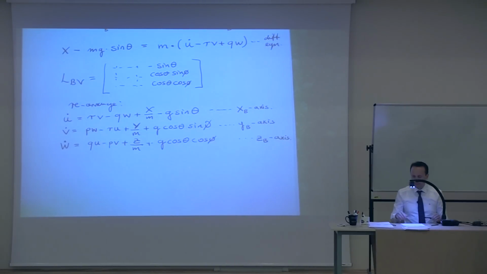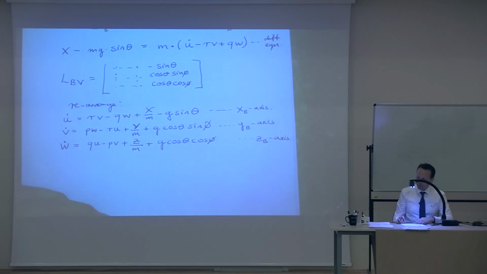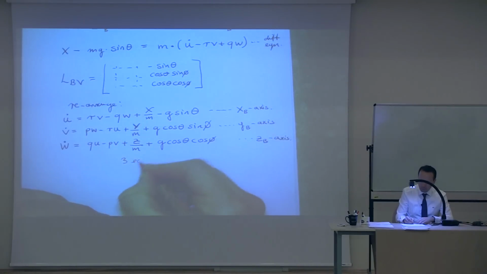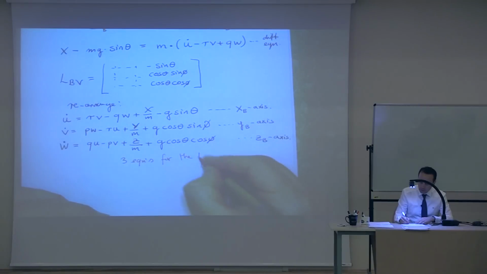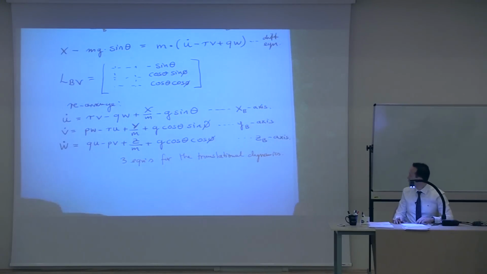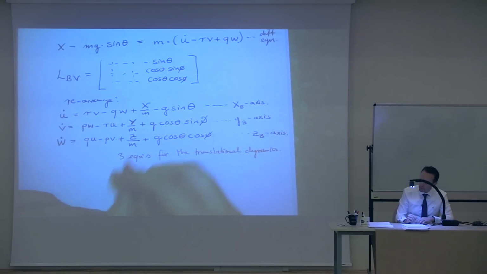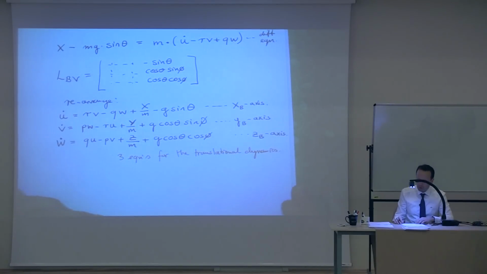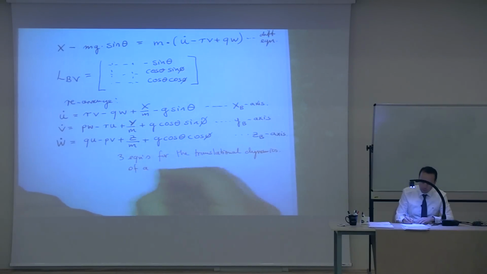Okay? Three differential equations, three axes, and the symbols that we are using are all the symbols that we have defined in the body fixed coordinate system. These are the three equations for the translational dynamics. Call this the sequence for the translational dynamics of a rigid body.